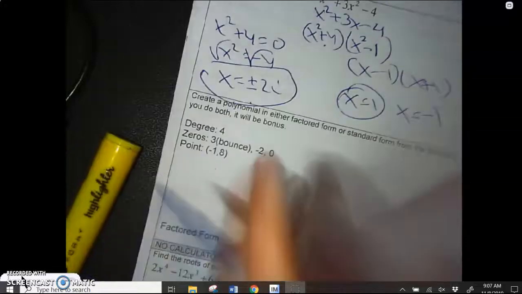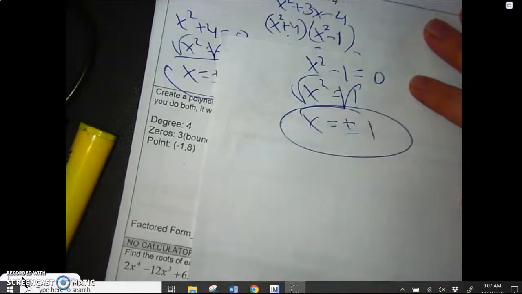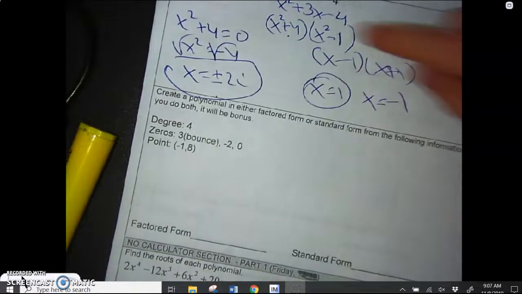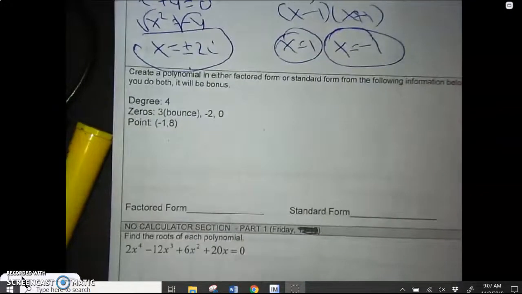If I wanted to, I could have just solved this like this. X squared minus 1 equals 0. X squared equals 1, square root, x equals plus or minus 1. If you solve it this way, this answer is acceptable. If you solve it this way, these answers are acceptable. Okay? Let's go to the next one.